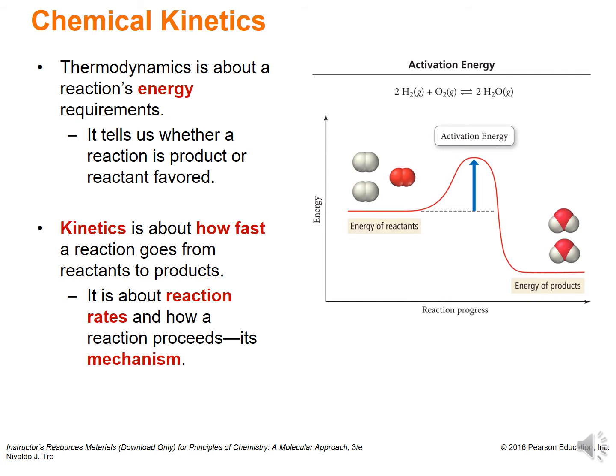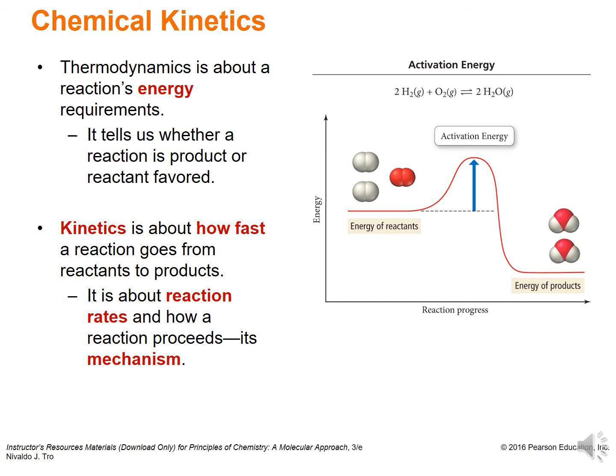So before now, we've looked at chemical reactions and we've just sort of said that they'll happen or they won't happen, and that's all about thermodynamics. So thermodynamics is about a reaction's energy requirements. So it tells us if the reaction is favorable and the product is formed with the release of heat, or if the reaction is unfavorable and in order to form product, heat has to be absorbed. So that's sort of a Chem 1 idea of things.